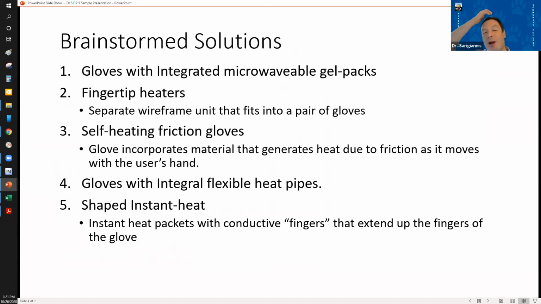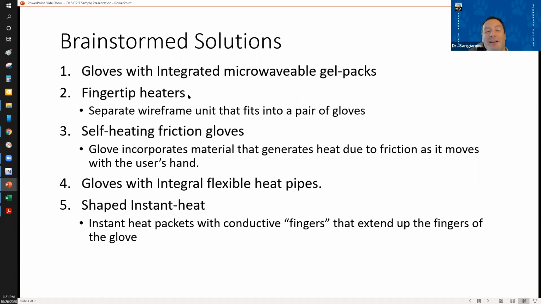All right, so then I brainstormed a bunch of solutions, and these are my 5 solutions, right? And notice I didn't put a lot of information on this slide unless it didn't seem obvious. So for example, gloves with integrated microwavable gel packs. This to me seemed pretty obvious, right? You have a glove that has, in certain parts of the glove, gel packs that are integrated with the glove, and you just microwave the entire glove before you go out in the cold. And those gel packs store the heat.